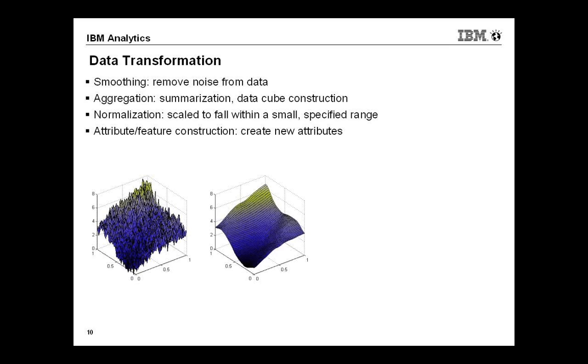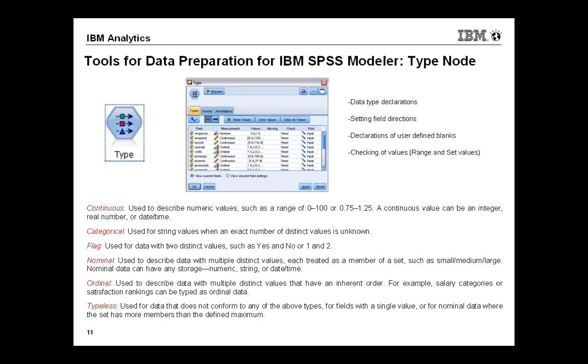So some of the tools that are available to us for data preparation in Modeler. If we look at the type node, this allows us to define what type each attribute in our data set is. Is it a continuous data set, like income or age? Is it categorical, so string values? Is it flagged, yes or no? Is it nominal? Is it ordinal, where there's a particular order involved, or is it typeless?